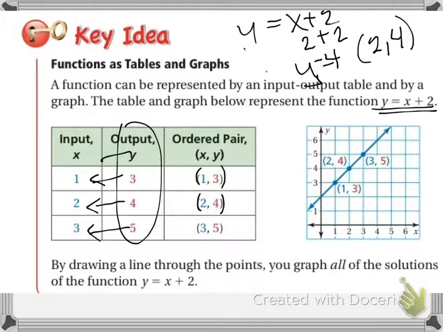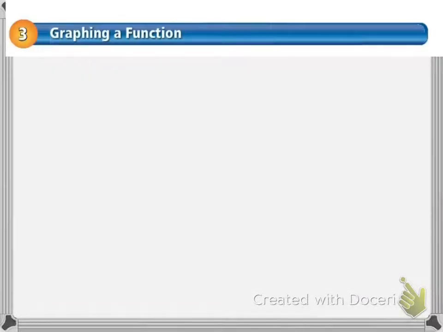We go to 1, and then we go up to 3 and plot a point. We can go to 2 and go up to 4 and put the point, and so on. Go to 3 and 5 and a point, and then we can draw our line. Now all the solutions, every point on this line is a solution for y equals x plus 2. So by drawing a line through the points, you're graphing all the solutions of the function y equals x plus 2.